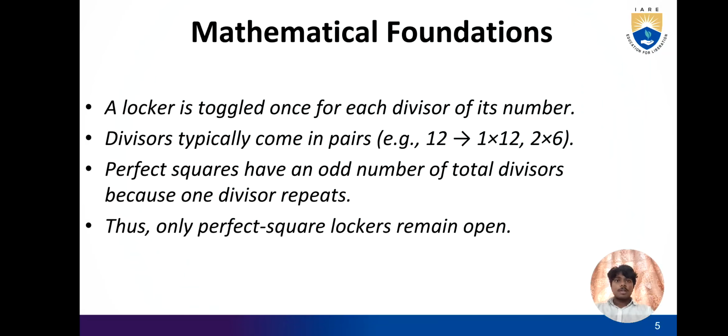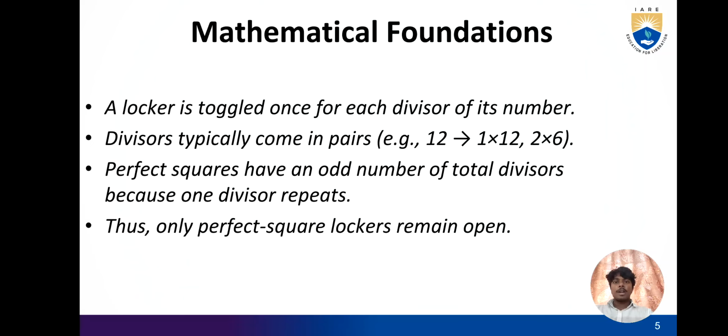Only lockers with perfect square numbers stay open because perfect squares have an odd number of factors, while all other numbers have an even number of factors. Why only perfect squares matters: each locker is toggled, open or closed, once for every factor of its number. For example, locker 12 is toggled by students 1, 2, 3, 4, 6, and 12, 6 times, which is even. So it ends up closed.